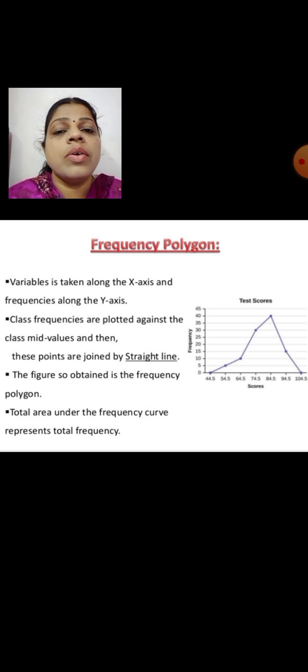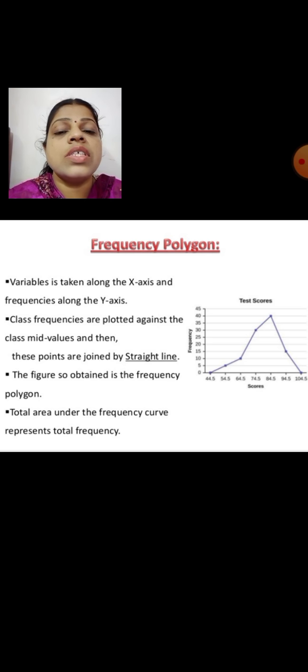So, children, previously we have discussed the frequency curve, and you have to understand the difference between the frequency curve and the frequency polygon. The frequency polygon is formed by joining all the midpoints of the class intervals using straight lines, whereas the frequency curve is a free hand curve. That is the only difference between the frequency curve and the frequency polygon.